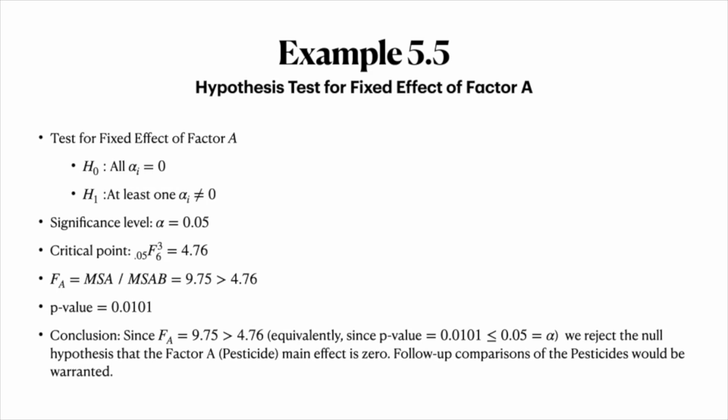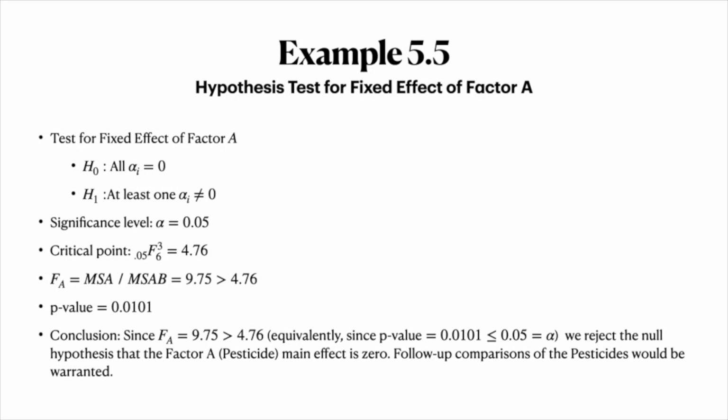Now we have 3 numerator degrees of freedom because there are 3 numerator degrees of freedom associated with MSA, which is the numerator of the F statistic. And we have 6 denominator degrees of freedom because there are 6 degrees of freedom associated with MSAB, which you'll see here is the denominator of the F statistic. All right, so that critical point turns out to be 4.76. The F statistic itself is 9.75, and the p-value is 0.0101.